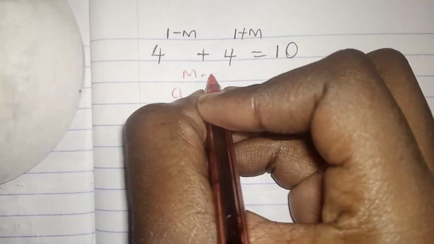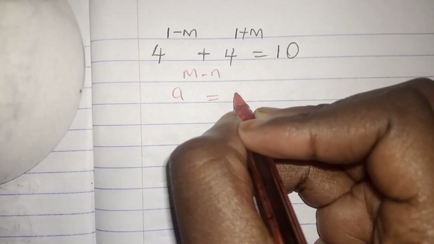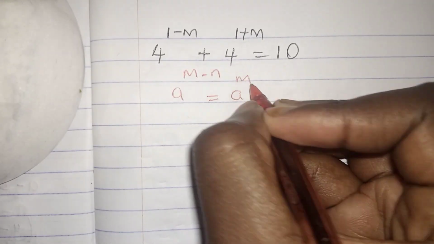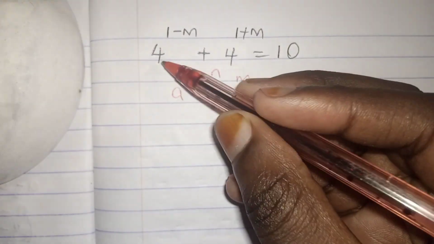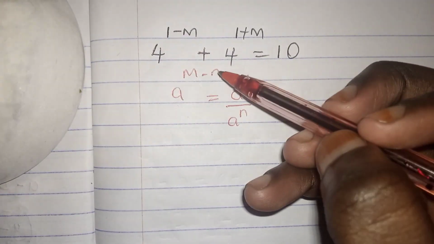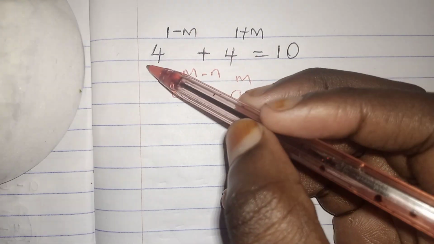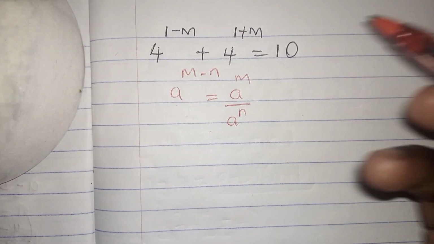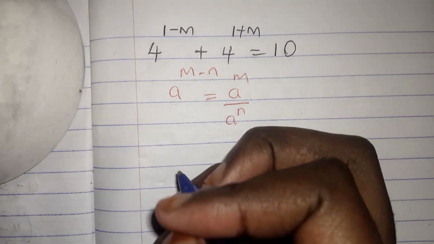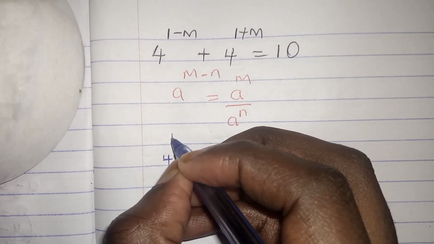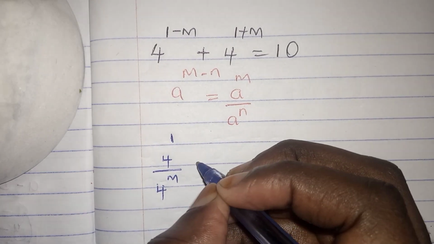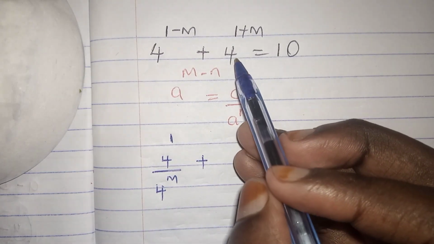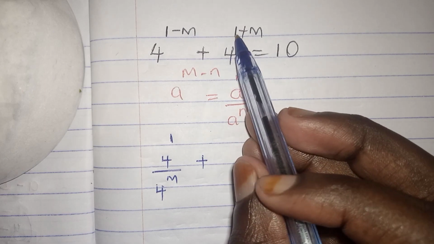if you have a to the power of m minus n, it's the same as writing a to the power of m over a to the power of n. Our a here is 4, m here is 1, and n here is our m. So we want to write this into this form. So this will be 4 to the power of 1 over 4 to the power of m plus, for this case, we have 4 to the power of 1 plus m.